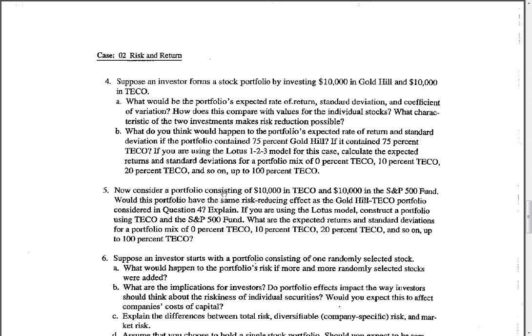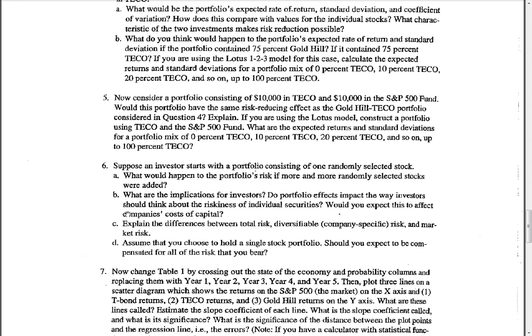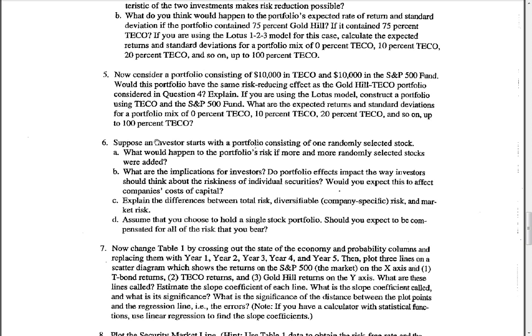So anyway, 4 and 5 are really important. And then again, make sure you don't forget to answer the questions. How does this compare, and what characteristics of the 2 investments makes risk reduction possible? Answer the full question. Don't worry about number 6. So I say maybe we might talk about that in class, but don't worry about doing that one. Okay, I'm about to run out of time on this video, so I'll finish up the case in another video.